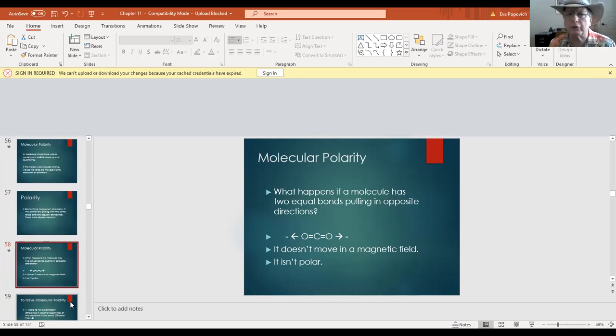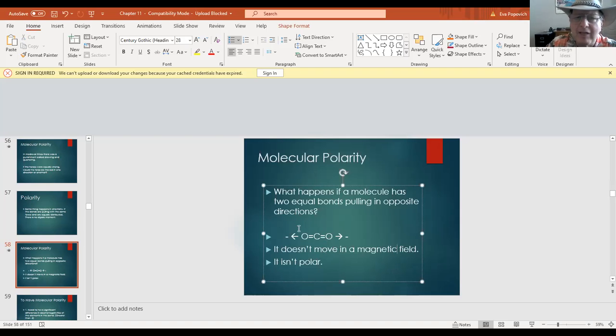So let's think about carbon dioxide. Oxygen and carbon have a polar bond. Oxygen is much more electronegative than carbon is. So there's an overall negative charge on this oxygen, and there's the same amount of negative charge on this oxygen. So they're pulling away from one another with equal and opposite forces. If that's the case, then there is no polarity. Carbon dioxide is a non-polar molecule.